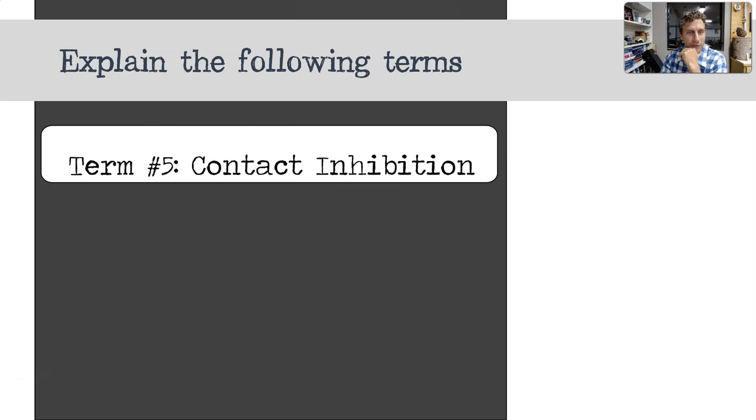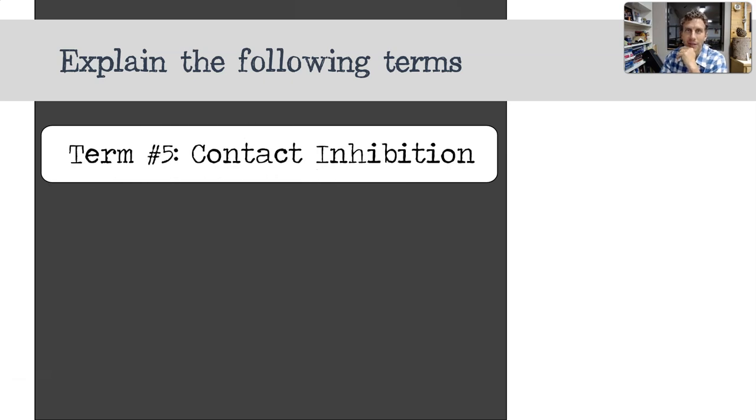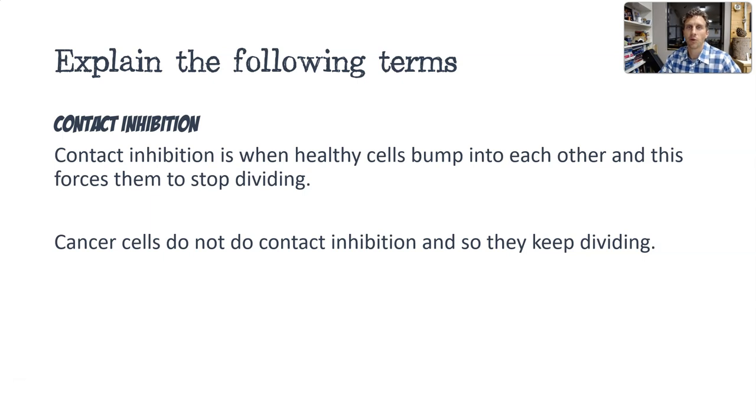Term number 5, contact inhibition. This one is a little bit different because contact inhibition is something that normal healthy cells do. Okay, so normal healthy cells will grow in one layer. You get a cut in your skin, and the cells will undergo cell division to heal that wound.